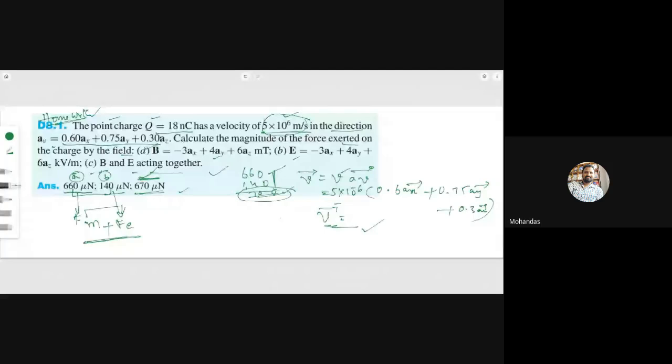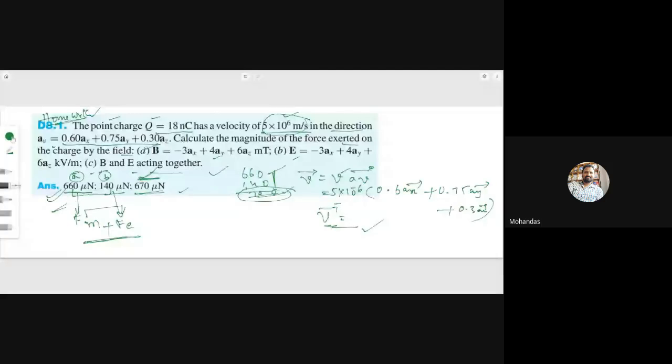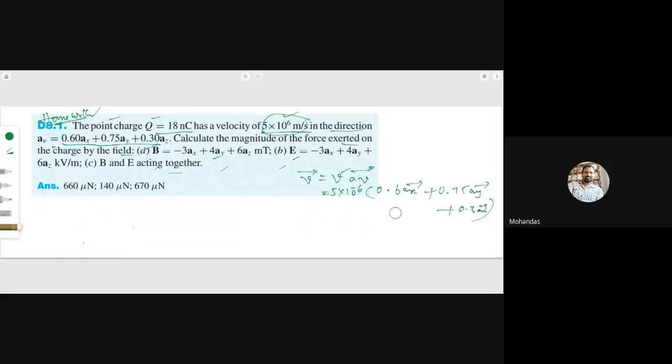Now please take the screenshot of this and solve this problem. Next one, force on a moving charged particle. I have already done this problem.